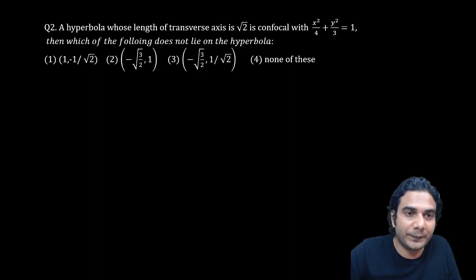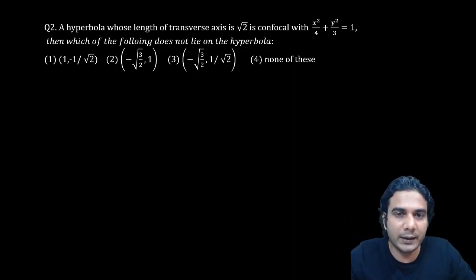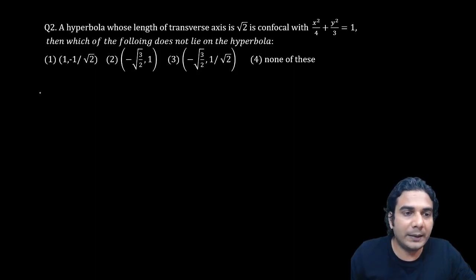In this problem, a hyperbola whose length of transverse axis is given as root 2 and is confocal with an ellipse, then which of the following does not lie on the hyperbola? You can solve this question by finding the foci and equating them in the hyperbola, and the transverse axis length is already given, so you can find a. Then you can write the equation of the hyperbola. But let me tell you another method.